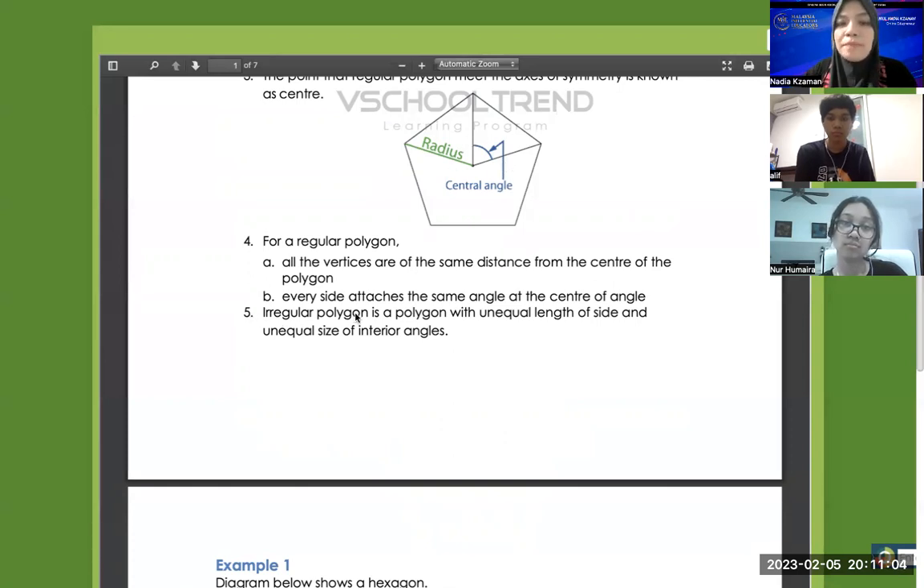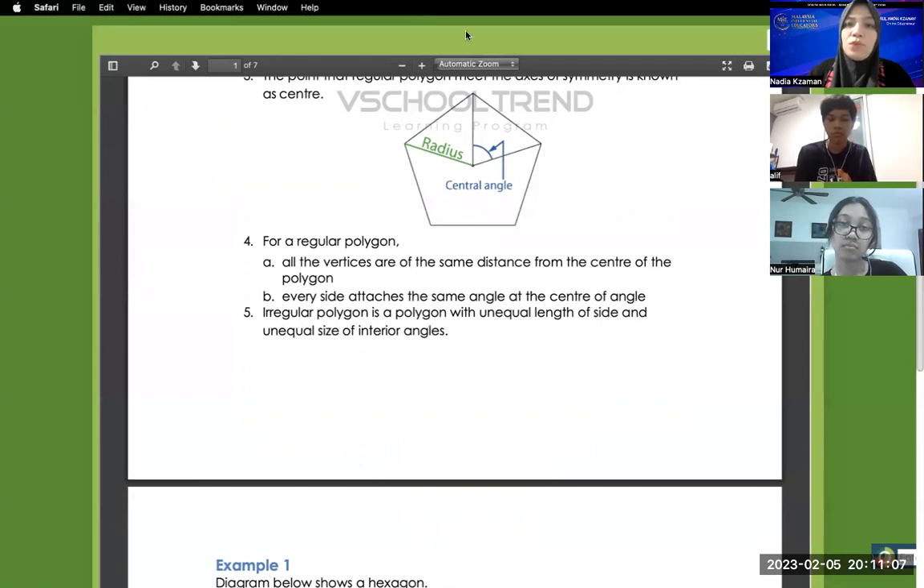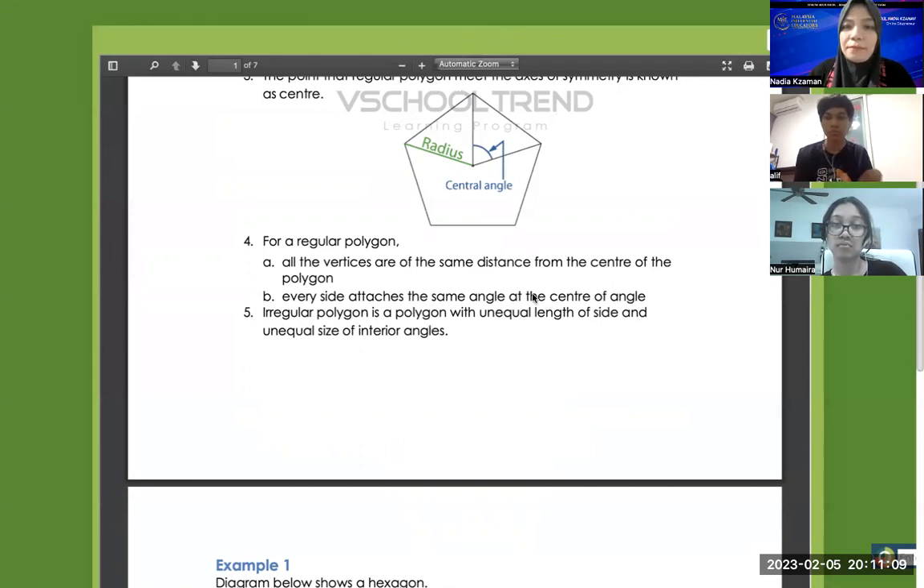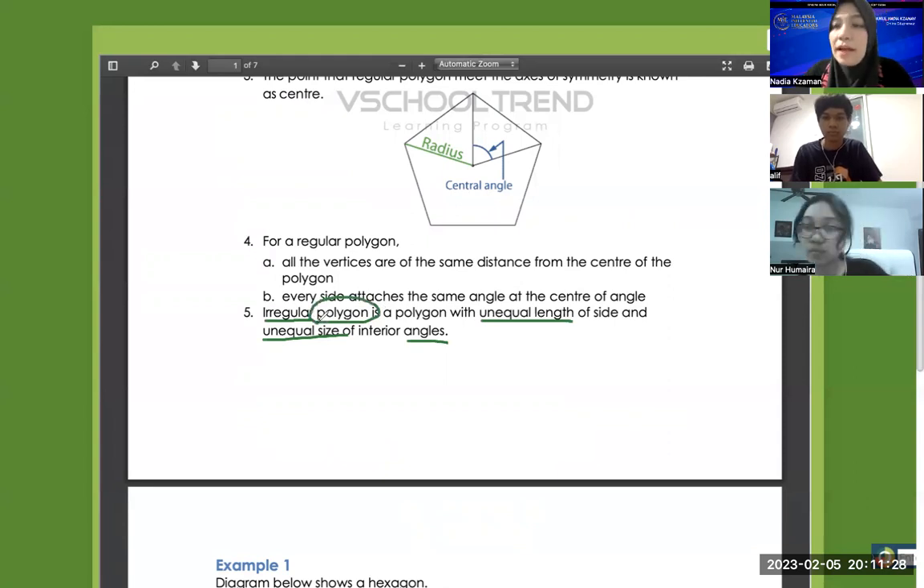An irregular polygon is a polygon which does not have the same length. So when it is said to be irregular, it has unequal lengths of sides, or even the size of the angles is also unequal. So you have to know whether it is a regular polygon or an irregular polygon. You have to identify that according to the question.